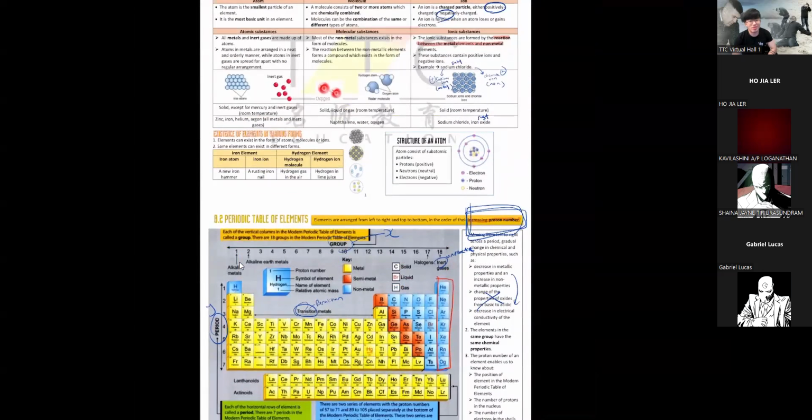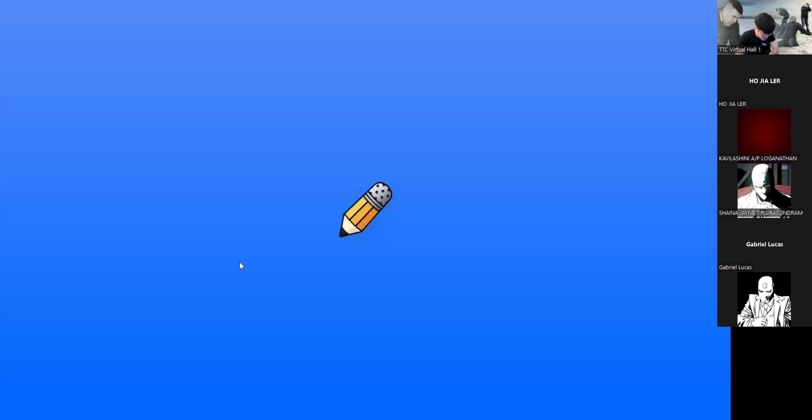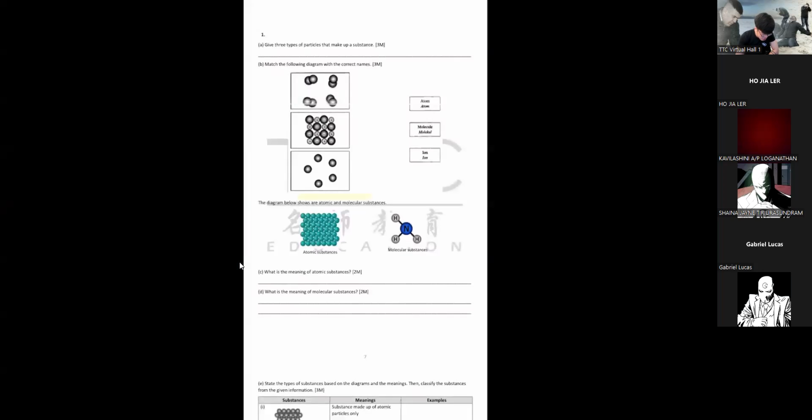So, does any one of you have any question? I know this is a lot of info for you to absorb. But since you learned this in Form 1, I just go a bit faster because this doesn't look new to you. I hope. Anyway, guys, let's go into our exercise, shall we?